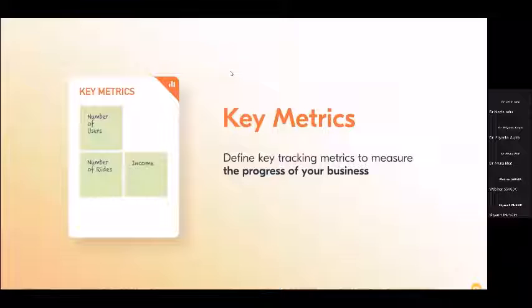Define key tracking metrics to measure the progress of your business. Initially, you can do with one key metric like minimum success criteria, meaning the outcome that can be deemed a success. Later on, you can expand your lean canvas with other vital metrics. As for Uber, they factor in the number of users and rides, money earned, and referred users.